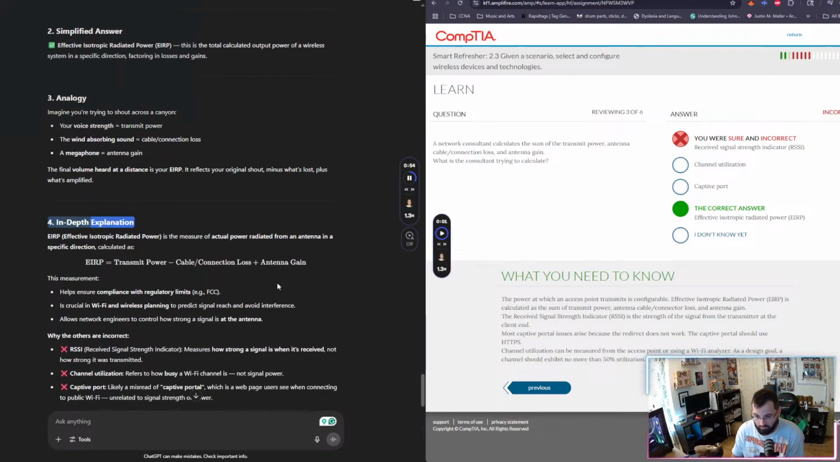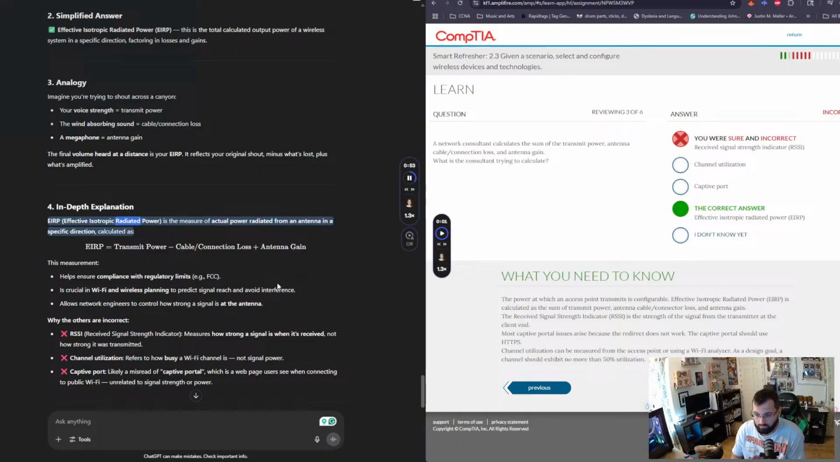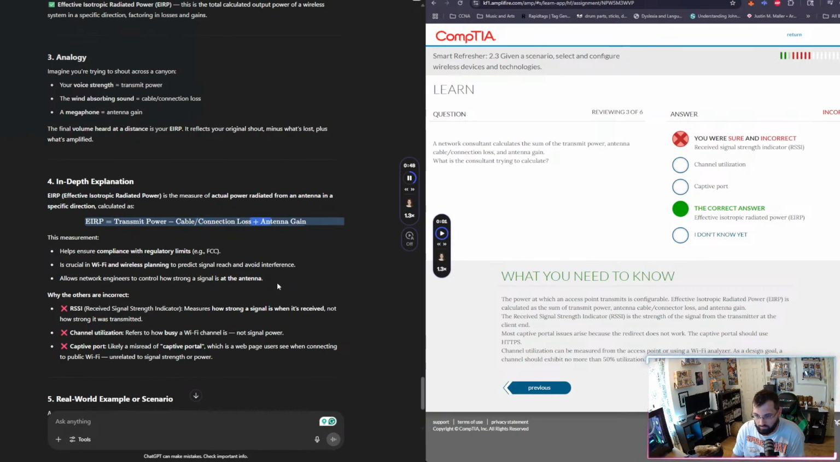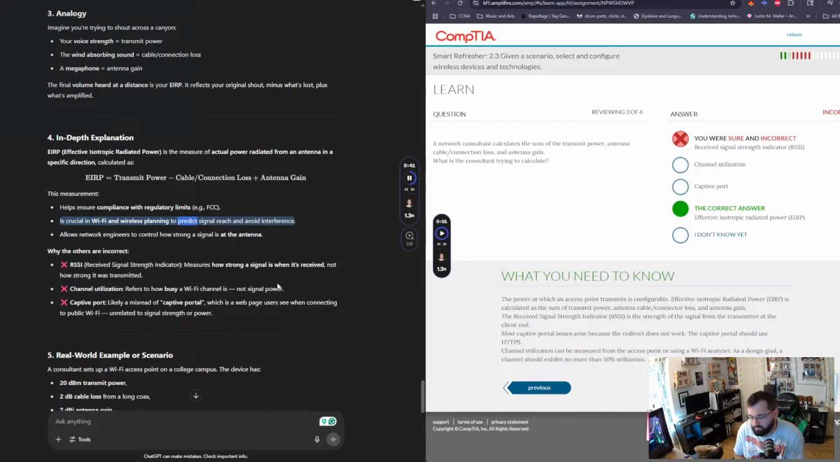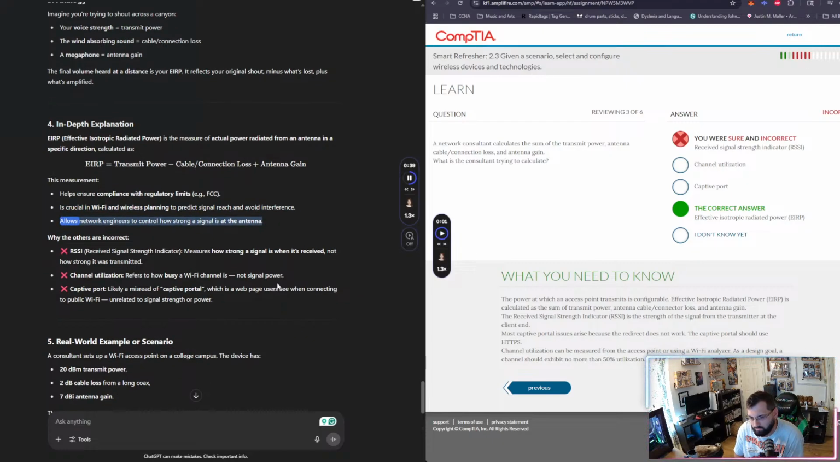4. In-depth explanation. EIRP, effective isotropic radiated power, is the measure of actual power radiated from an antenna in a specific direction, calculated as EIRP equals transmit power minus cable connection loss plus antenna gain. This measurement helps ensure compliance with regulatory limits, for example FCC, is crucial in Wi-Fi and wireless planning to predict signal reach and avoid interference, and allows network engineers to control how strong a signal is at the antenna.